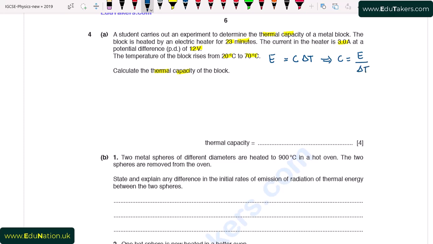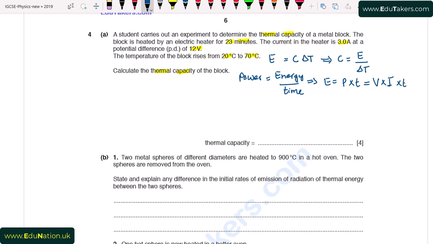So we don't know the value of energy. First of all, we have to calculate energy. And we know that power is the rate of transfer of energy over time. So energy will be equal to power cross time. And power is the product of current and potential difference. So E is equal to V cross I cross T, that is time.